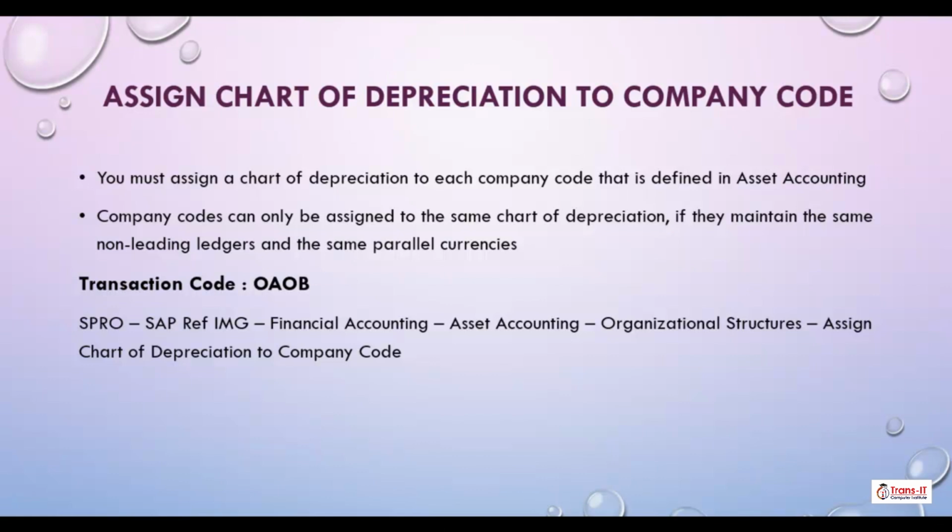You must assign a chart of depreciation to each company code that is defined in assets accounting. Company codes can only be assigned to the same chart of depreciation if they maintain the same non-leading ledgers and the same parallel currencies. For that, we can use transaction code OAOB or by path SPRO, SAP Reference Implementation Guide, Financial Accounting, Assets Accounting, Organizational Structures, assign chart of depreciation to company code.